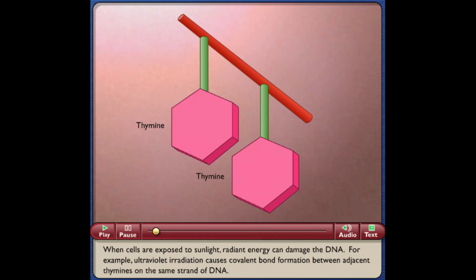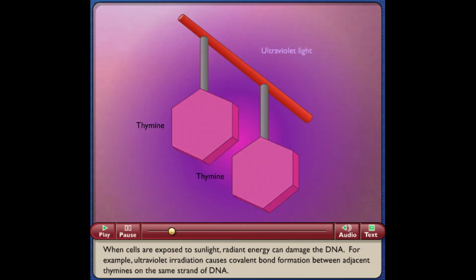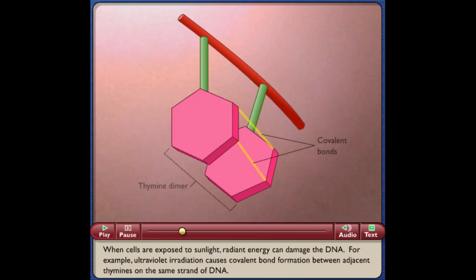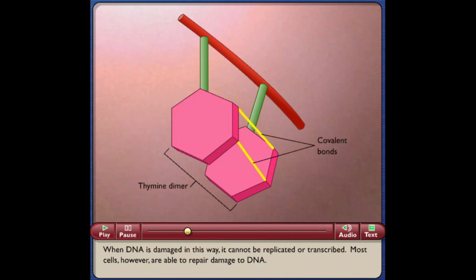When cells are exposed to sunlight, radiant energy can damage the DNA. For example, ultraviolet irradiation causes covalent bond formation between adjacent thymines on the same strand of DNA. When DNA is damaged in this way, it cannot be replicated or transcribed. Most cells, however, are able to repair damage to DNA.